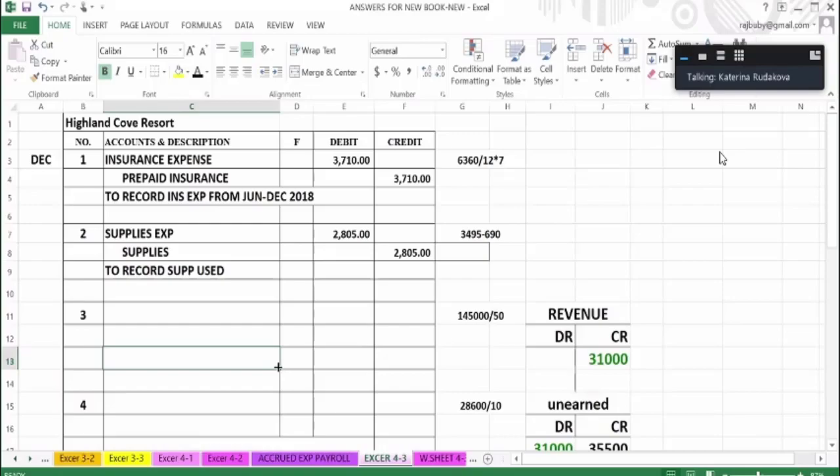The cottage has an estimated useful life of 50 years. Okay, this is about depreciation. Cottage $145,000. You are going to calculate it. You are going to divide it by 50. Yes, and that is your depreciation.